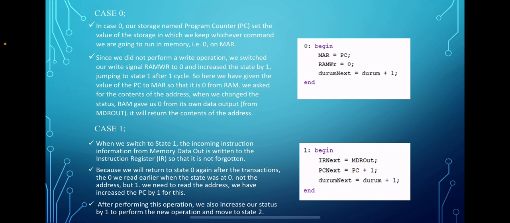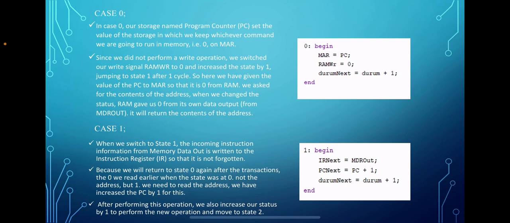Case 0. In case 0, our register named program counter sets the value of the register in which we keep whichever command we are going to run in memory. Since we did not perform a write operation, we switched our write signal RAMWR to 0 and increased the state by 1, jumping to state 1 after one cycle. So here we gave the value of the PC to MAR so that we asked RAM for the contents of the address 0. When we changed the state, RAM gave us the contents of the address from its own data output, MDROut.